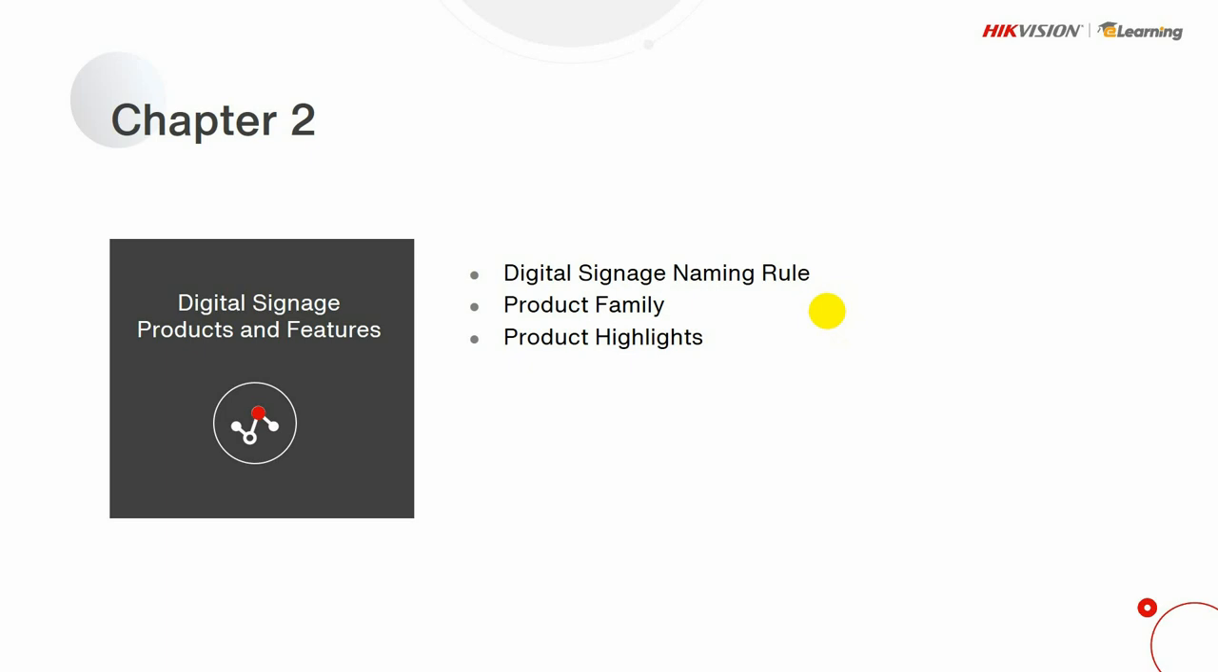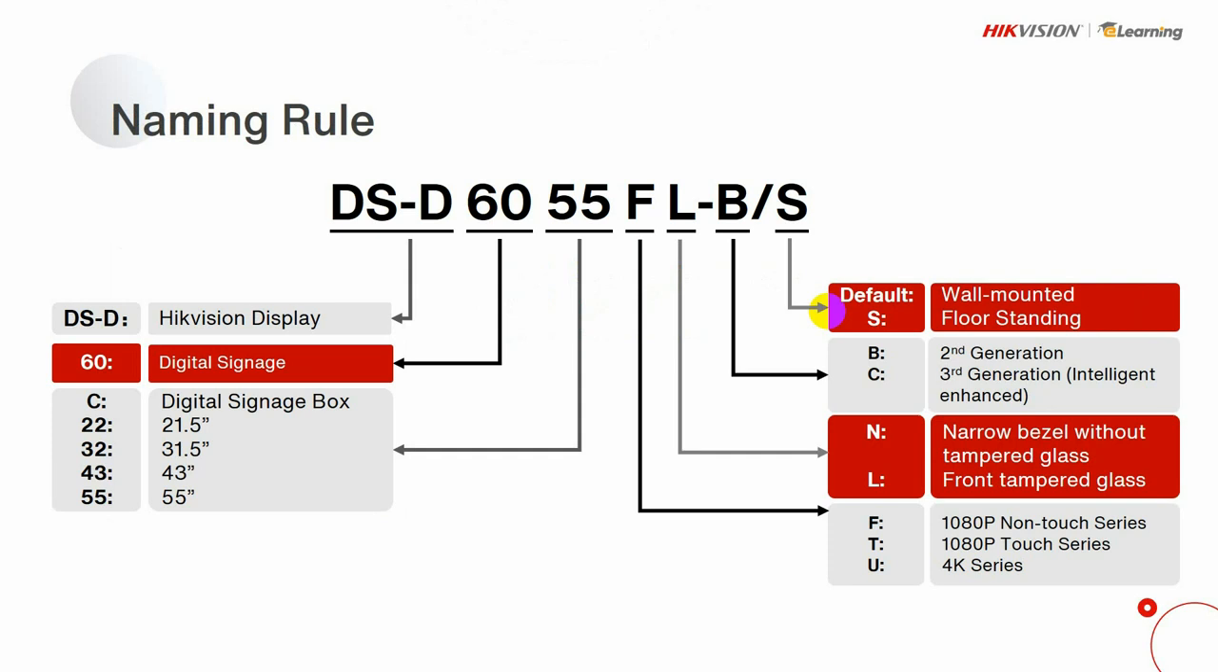Now let's focus on Hikvision digital signage products and features. See how they can benefit us. So the first will be the naming rule. Let's find out together what kind of information we can get from this example model number here. So first will be DSD. It means the Hikvision display products, and 60 here means it is a digital signage product, all right? And then 55 here means the size of this digital signage. Like here, we have a size of 55-inch digital signage, right?